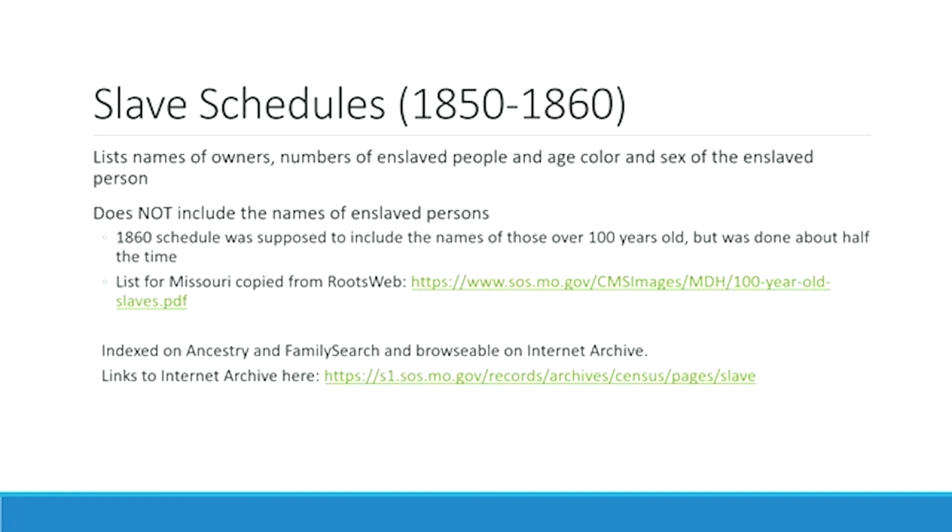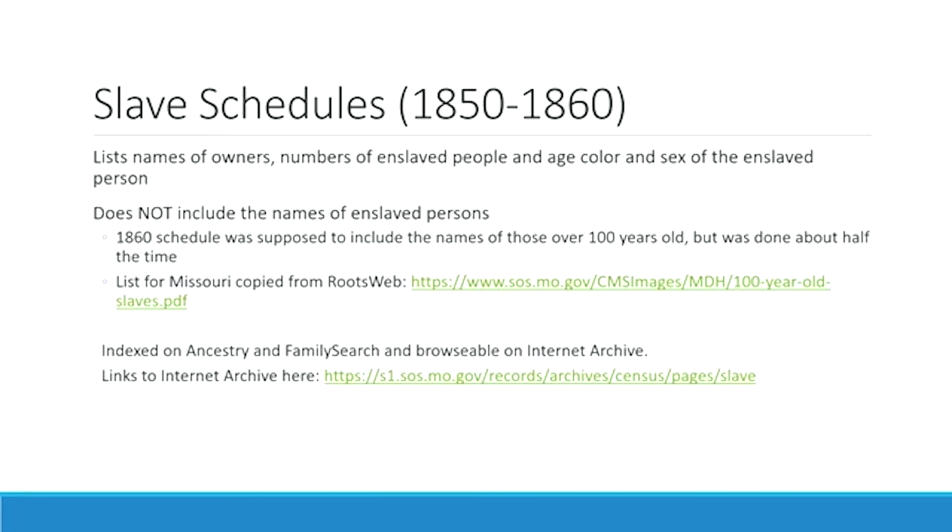So the slave schedule is the last set of these federal schedules we're going to talk about today. The slave schedules occur for 1850 and 1860. They list the names of owners, the numbers of enslaved people, and the age, color, and sex of the enslaved person. They do not include the names of the enslaved people. 1860 was supposed to include the names of all of those over 100 years old, but this is only done about 50% of the time.